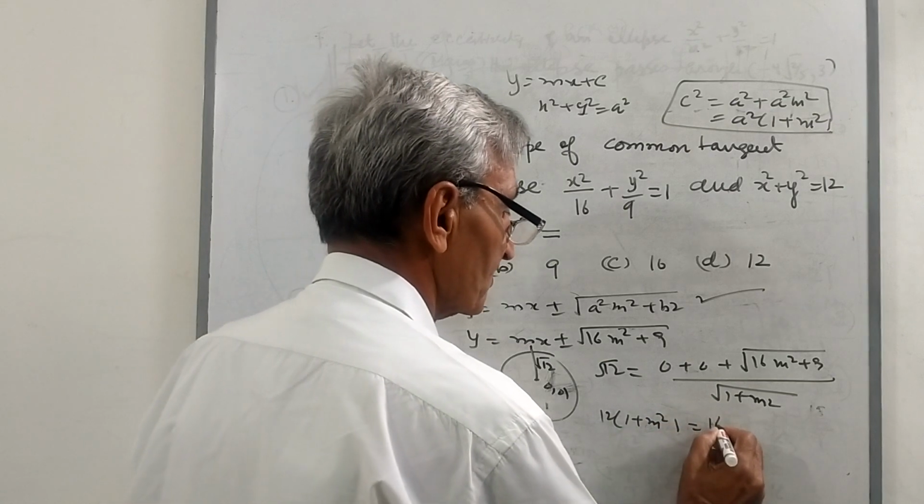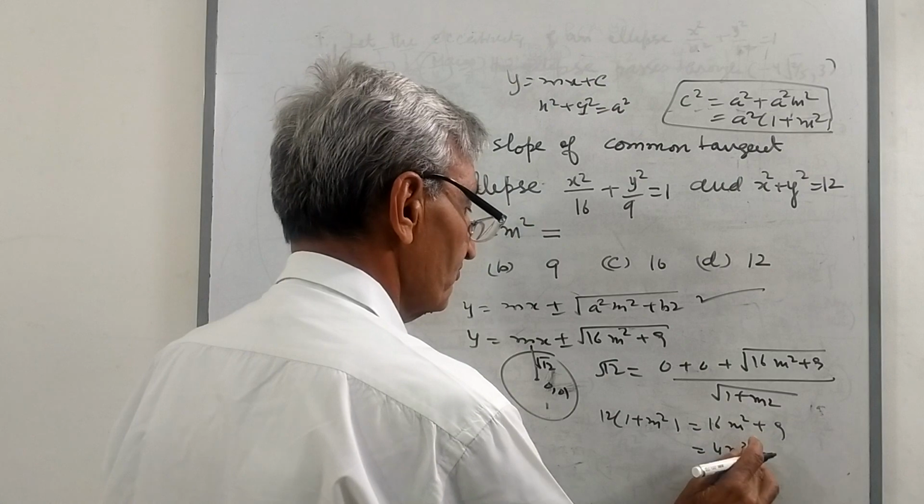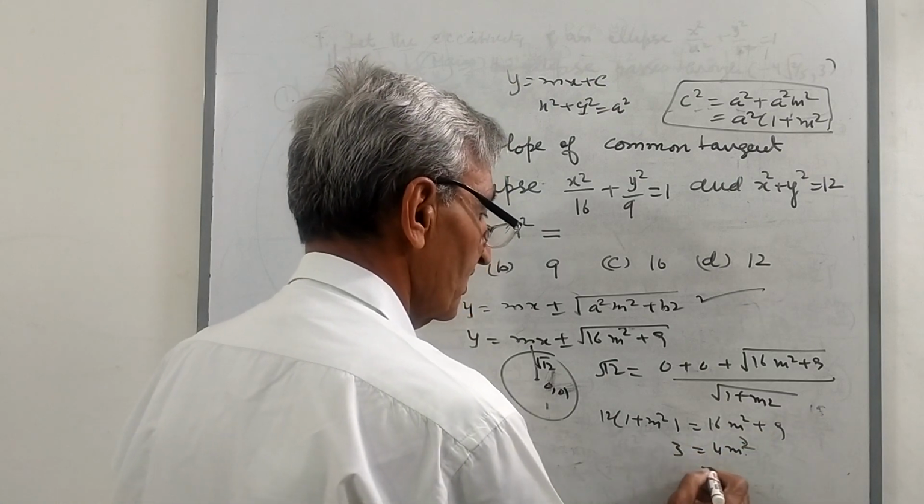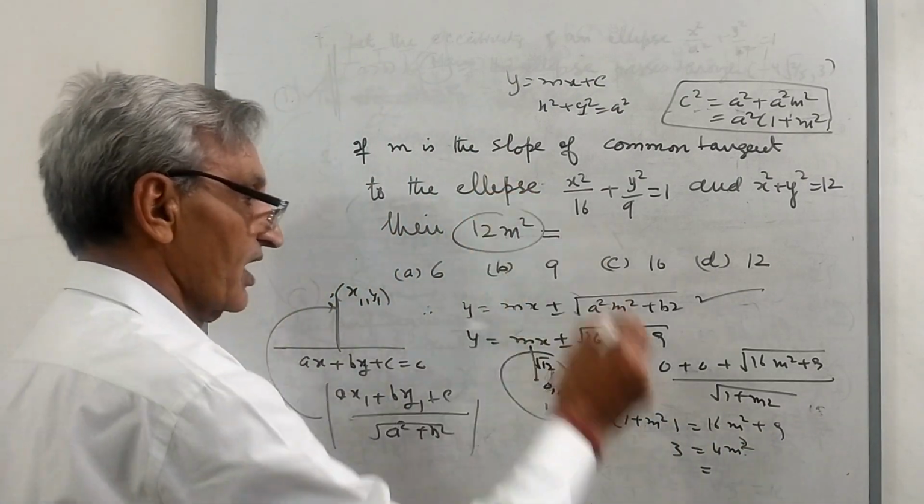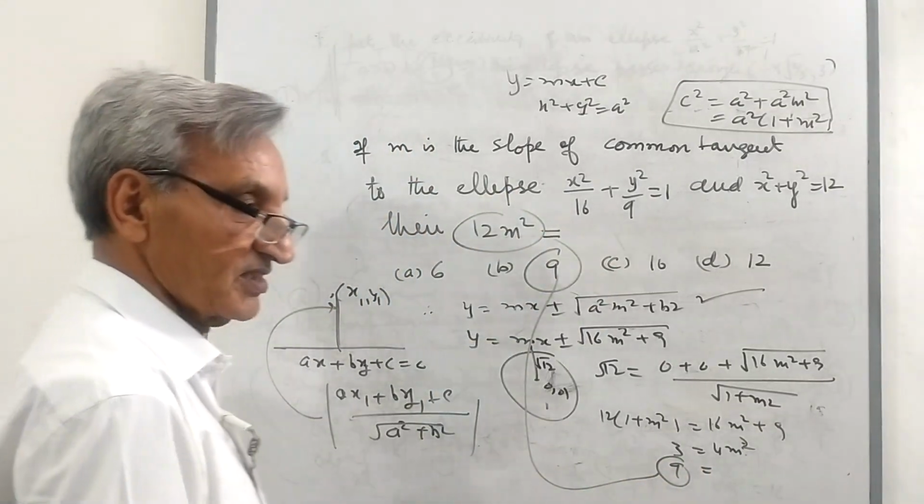12 m square is equal to 16 m square plus 9, and 4 m square is equal to 3, and therefore he asked 12 m square, and this is equal to 9. So the answer of this question is again 9.